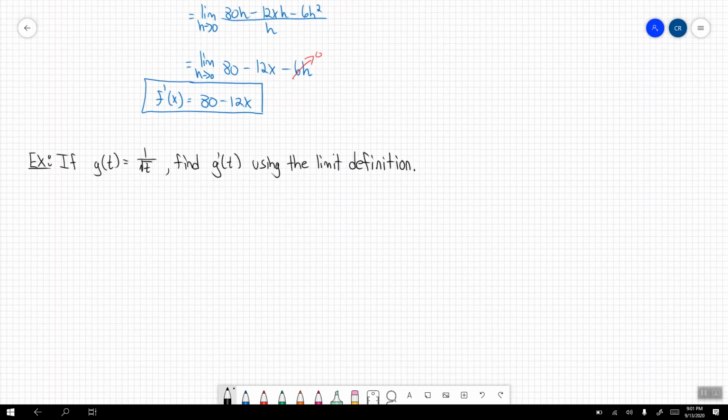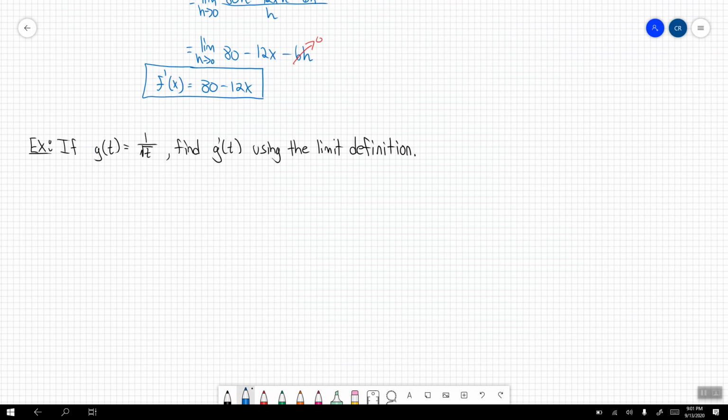So again, we're going to start off by interpreting that limit definition. If I'm looking for g prime of t, this is going to be the limit as h is approaching 0 of g of t plus h minus g of t, all divided by h. As h is approaching 0, we're going to make our substitutions. My function g of t plus h is 1 over the square root of t plus h, minus g of t, which was 1 over square root of t, all divided by h.